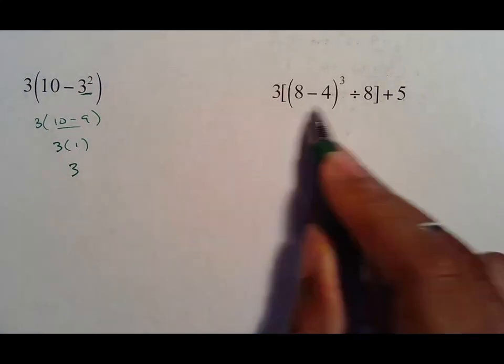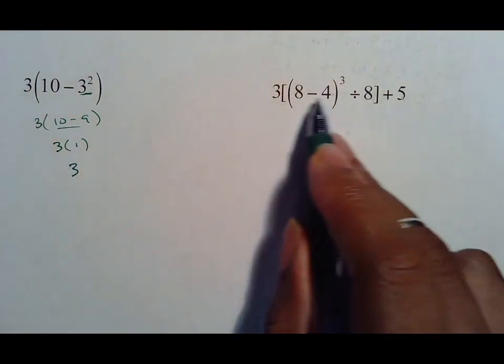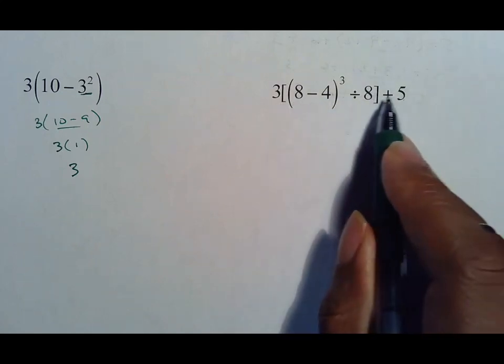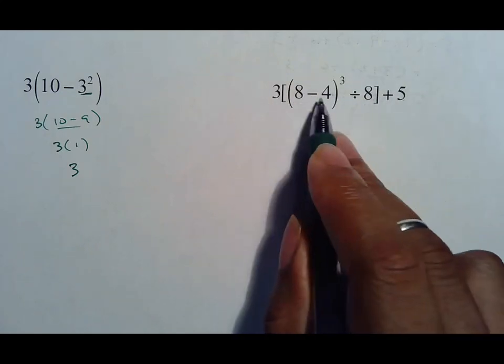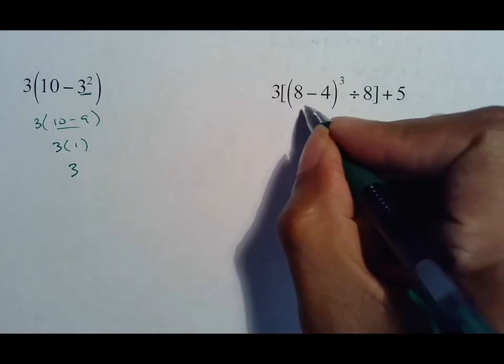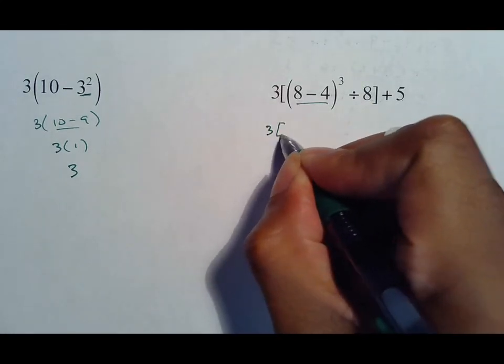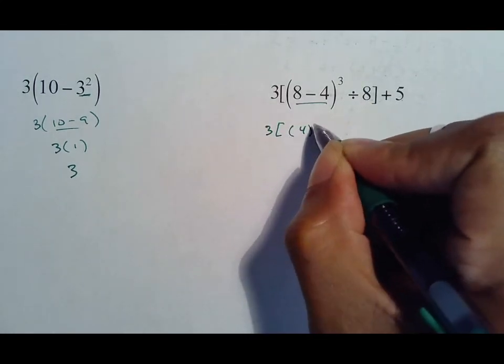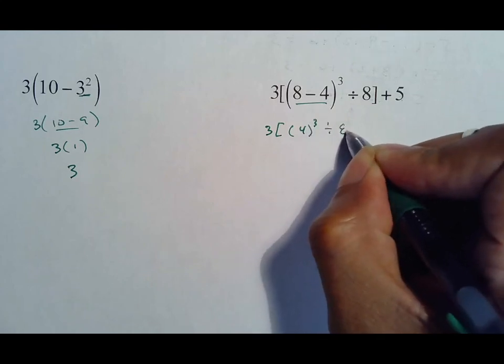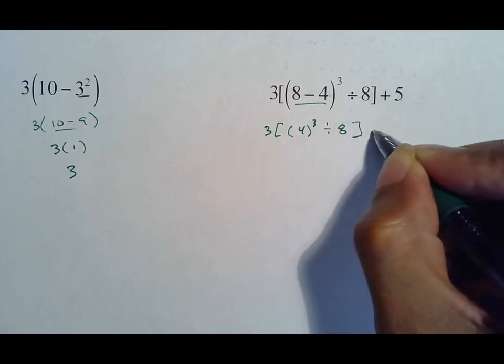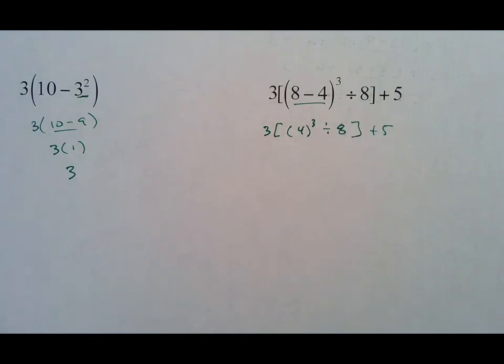In this last one here, or the second to last one, we have this portion here, which again, parentheses, grouping symbol, but the most inner grouping symbol is here, which means that draws my attention. So 3 bracket parentheses 4 to the third divided by 8 close plus 5.